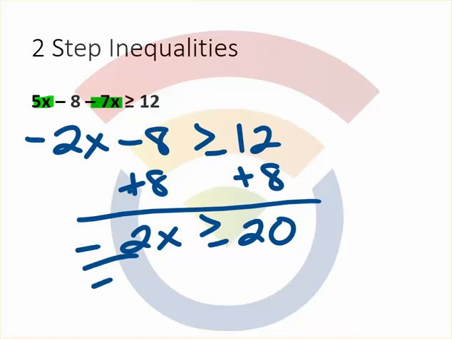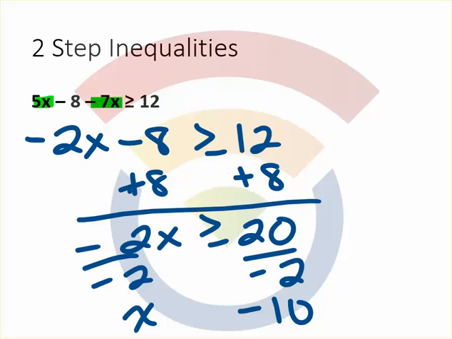Divide both sides by negative 2. 20 divided by negative 2 is negative 10. Since I divided by a negative, I need to flip the direction of that inequality. So my answer is x is less than or equal to negative 10.